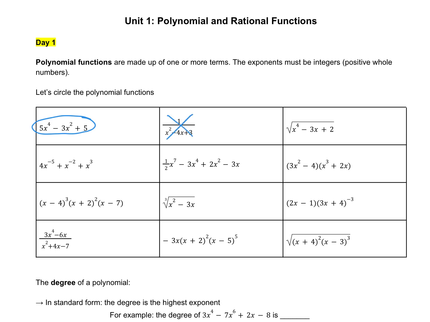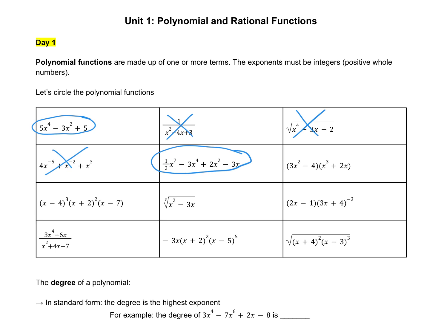In the next one, again, I see an x to the power 4, I see an x term, but there's a square root around it, and a square root actually means a rational exponent. So a square root is an exponent of a half, if you remember that from grade 11 functions. The next one, negative exponents, no thank you. The next one, yes, this is a polynomial function. All of the exponents are positive whole numbers.